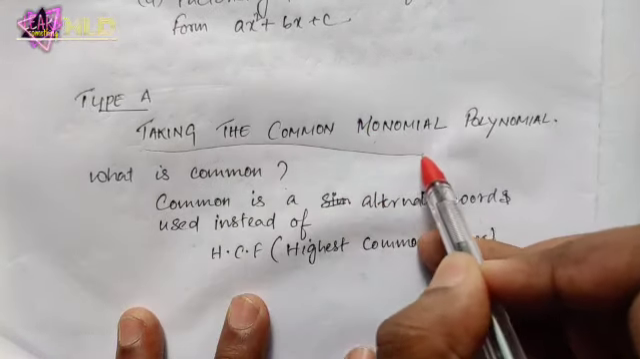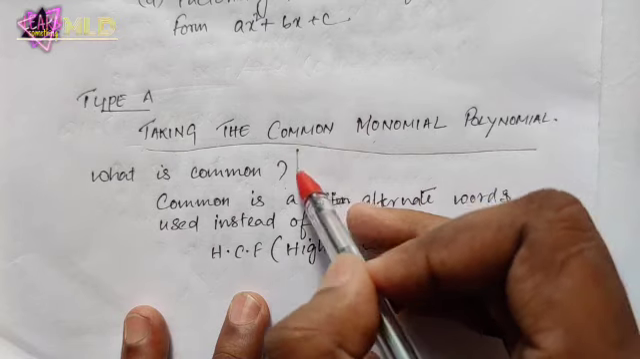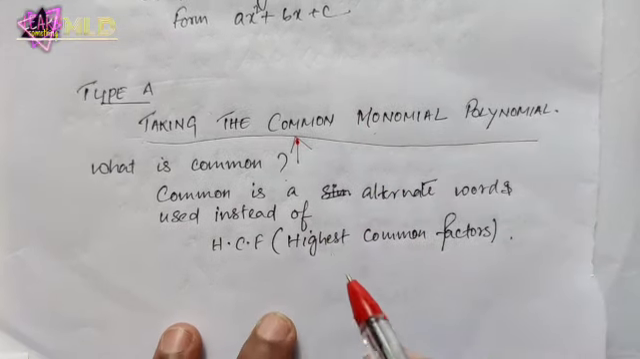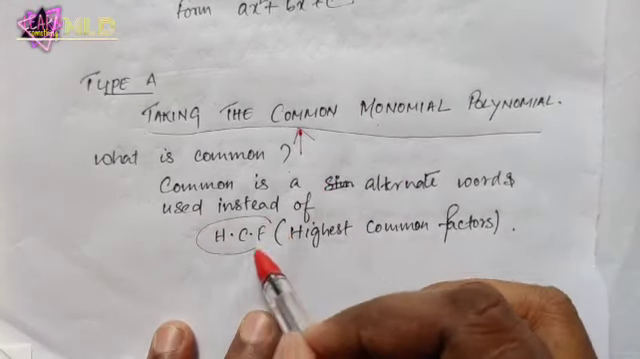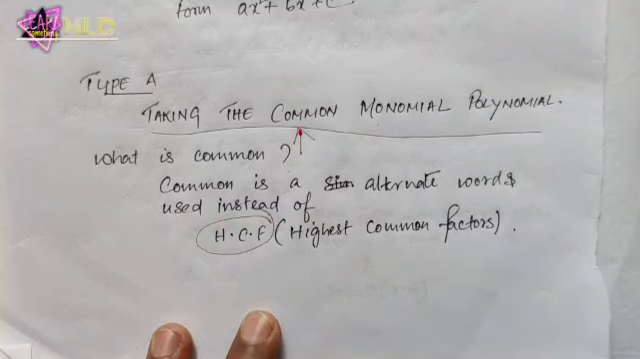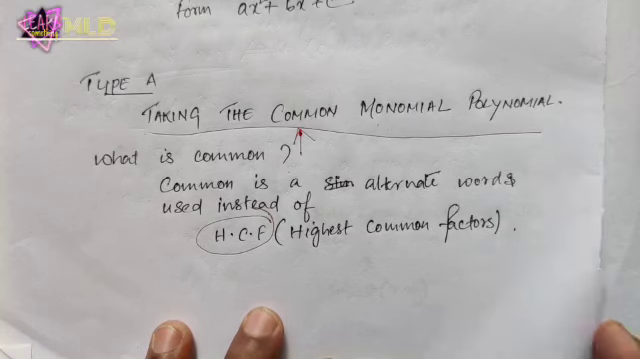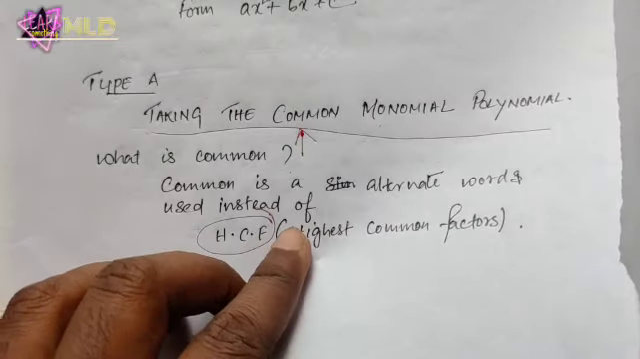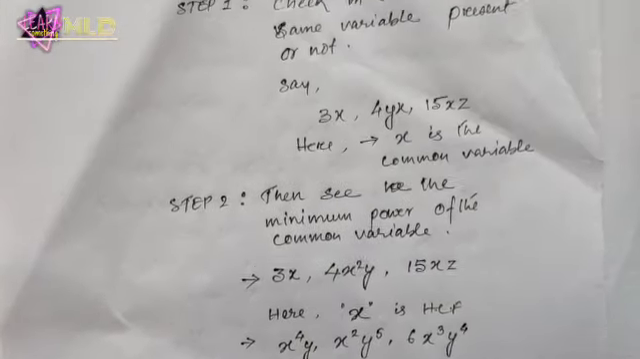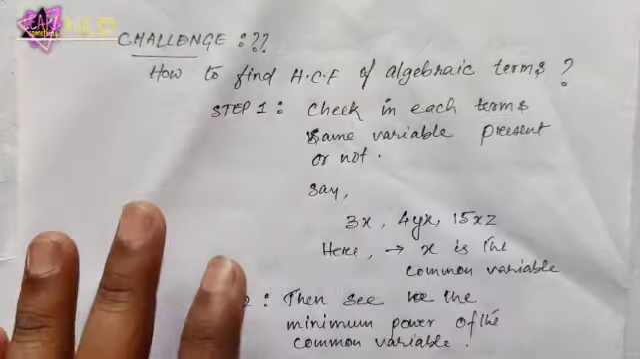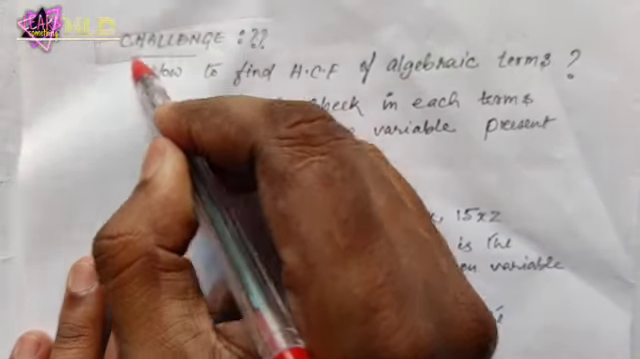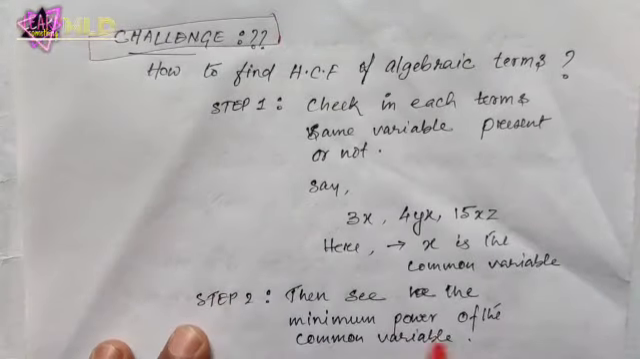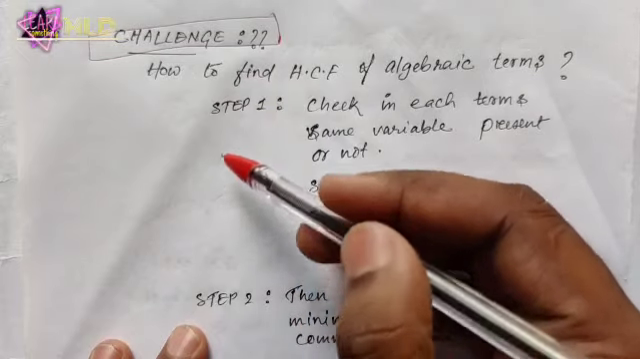We have to take a common monomial or polynomial from a given algebraic expression. First we have to focus on the term common. What is common? Common is basically known as HCF. Whatever we say HCF for a number, that is what common means in an algebraic expression. Let us try to understand common first. There may be a challenge in how to find the common, so to find it I have written some steps.